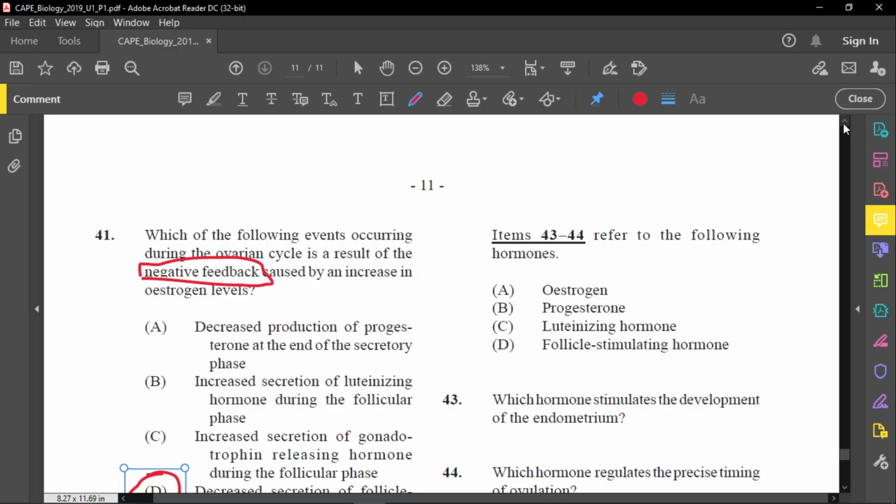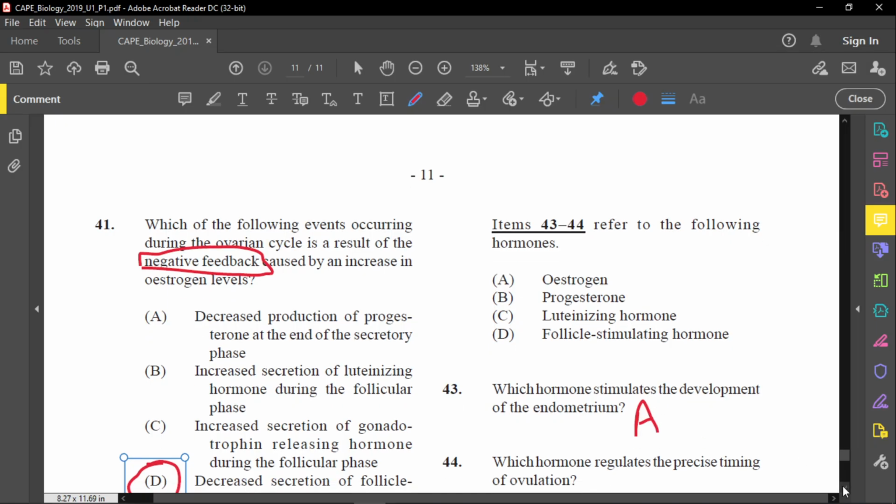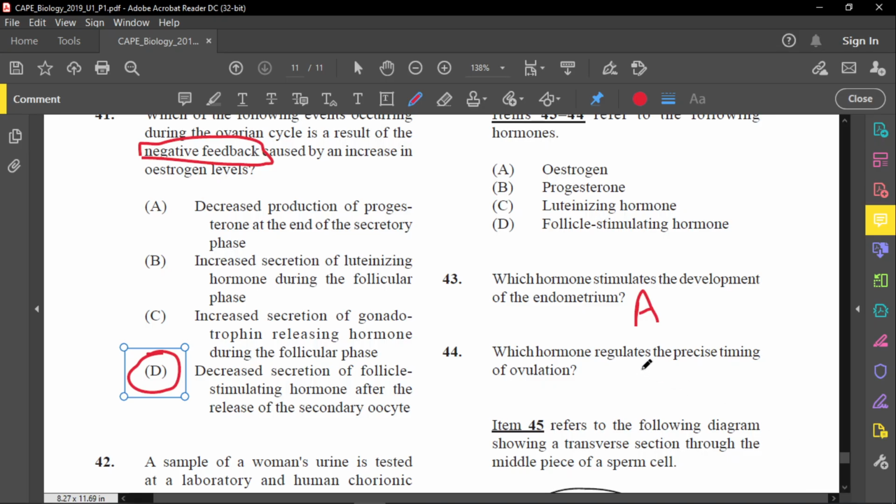All right. So items 43 and 44 refer to the following hormones. You have estrogen, progesterone, luteinizing hormone, follicle stimulating hormone which is FSH, and LH. Now for 43, which hormone stimulates the development of the endometrium? This is estrogen. Estrogen stimulates it, progesterone thickens it. So this is option A. Which hormone regulates the precise timing of ovulation? This is done by the luteinizing hormone, which is LH. So this is C, definitely.